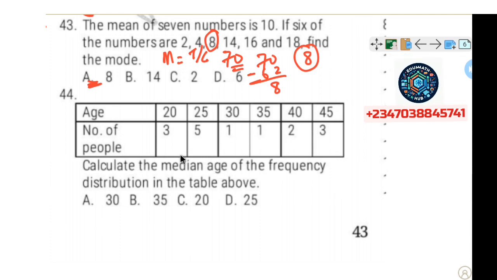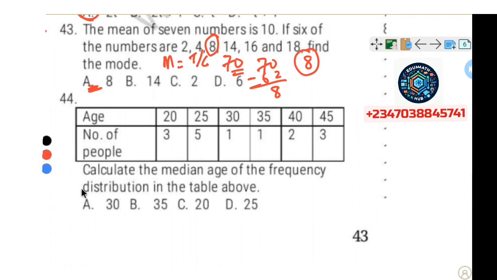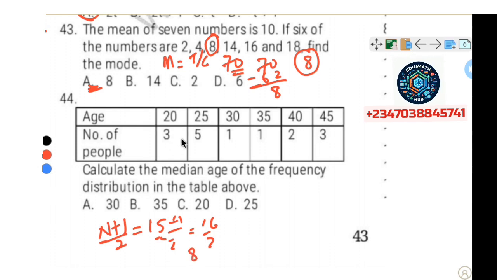So since the total is odd, use this formula: n plus 1 divided by 2. So you have 15 plus 1 divided by 2, which is 16 over 2, which will give us 8 as the position. So that means the median is in the 8th position. This first number here is in the 3rd position, then 3 plus 5 will give you the 8th position. So the median is this number here. The median is 25.